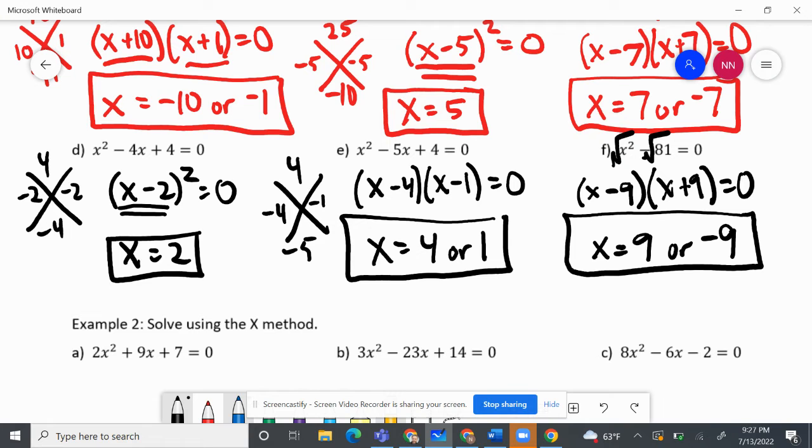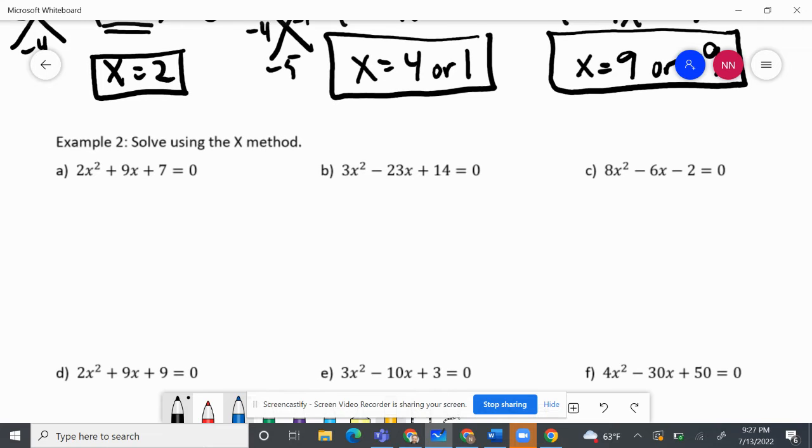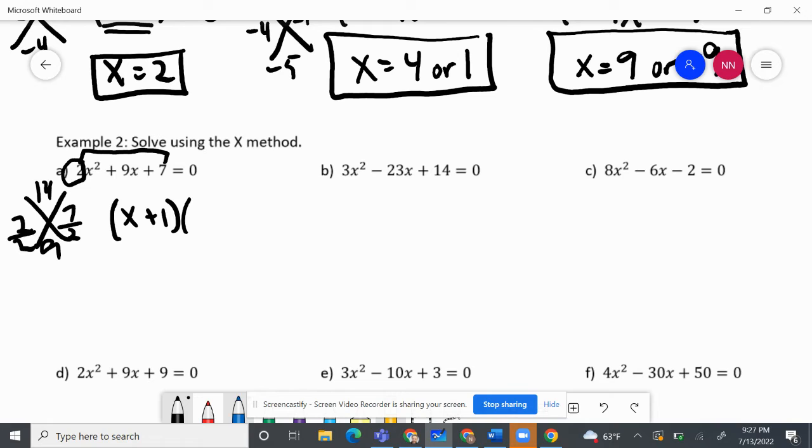Now, for our next example, we're going to solve using the x method. And in this case, notice that we have leading coefficients. So for this right here, if you remember, we're going to use the x method, but we're going to multiply the 2 and the 7, and that gives us 14, and our linear term is 9. So two numbers that multiply together give us 14 and add up to 9 would be 2 and 7. But remember, because of the leading coefficient, we divide each of them by 2, and that gives us x plus 1. 2 divided by 2 is 1. And then what we have is x plus 7 over 2.